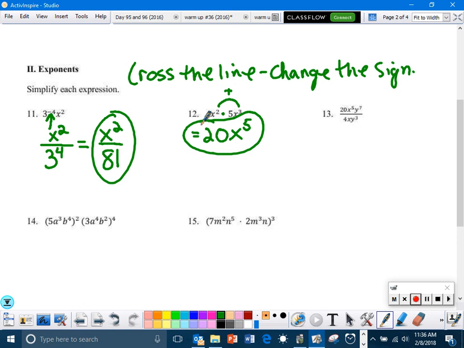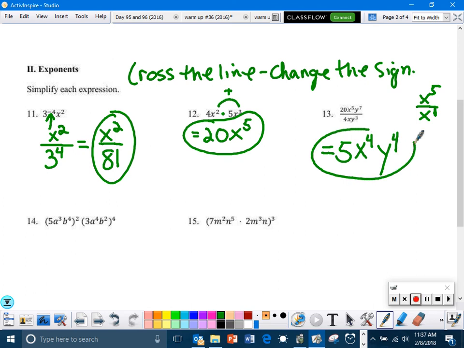Number 13. So the 20 and the 4 are not exponents. So that means 20 is being divided by 4. So 20 divided by 4 is 5. Now, we have x to the 5th over x. Now remember, x has an exponent of 1. When you don't see an exponent, it's a 1. And the rule here is subtract. So 5 take away 1 is 4. So 5x to the 4th, and then we still have the letter y. 7 minus 3 is also 4. That is our answer.